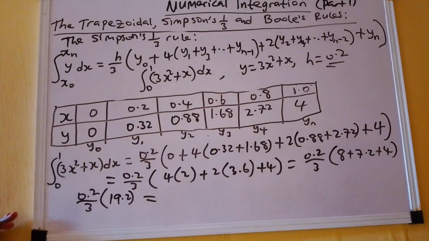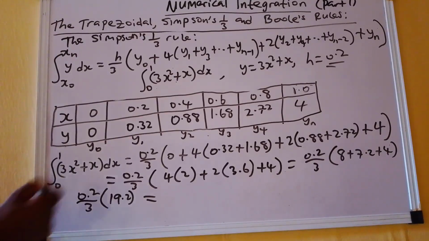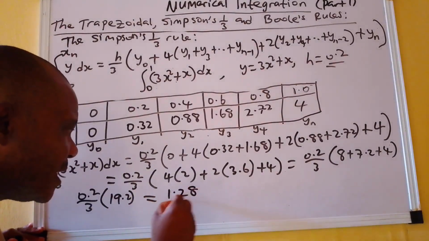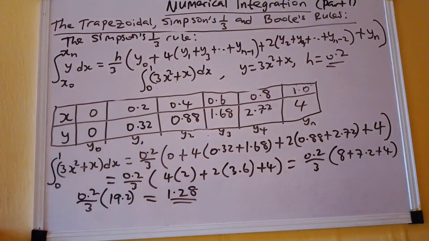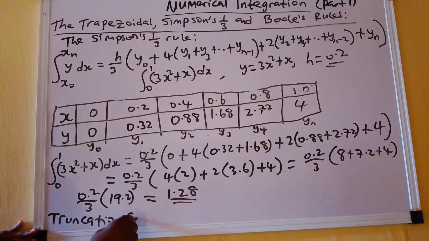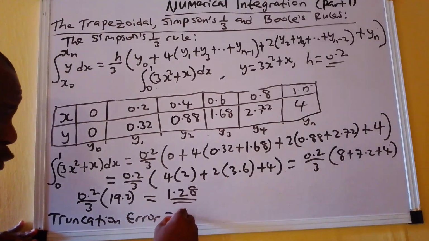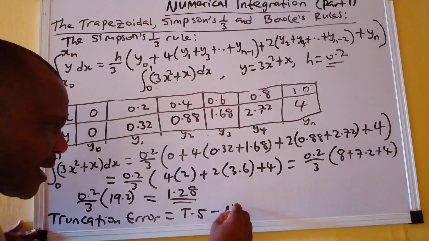So in numerical analysis, you try as much as possible to avoid inherent error or reduce it as much as possible. Inherent errors are rounding errors. When you round a particular number, you have cut off part of the solution, and that will make the numerical solution different from the true solution. So when you carry out this, you are going to have 1.28. So solving using Simpson's 1/3 rule, you have 1.28. Again, our truncation error is equal to the true solution minus the numerical solution.